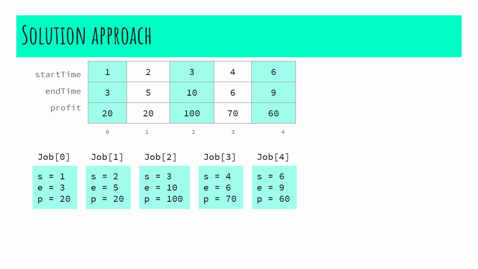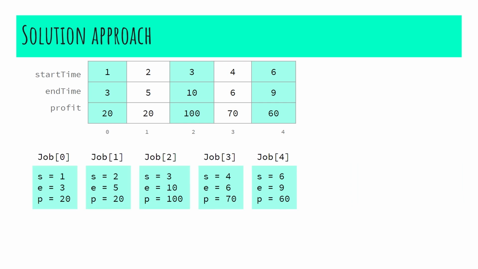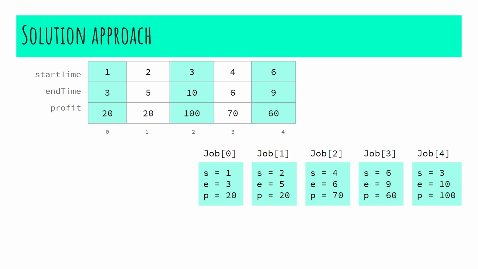Now we are going to create 5 instances. Since there are 5 jobs, I am going to create 5 job instances with each job containing the start time, end time, and the profit of the job. At first, my job instances were not sorted, but now I have sorted them according to the end time value such that the end time value goes on increasing. As you can see here, my E value was 3, 5, 10, 6 and 9 before sorting, and after the sorting they are arranged such that 3, 5, 6, 9 and 10.